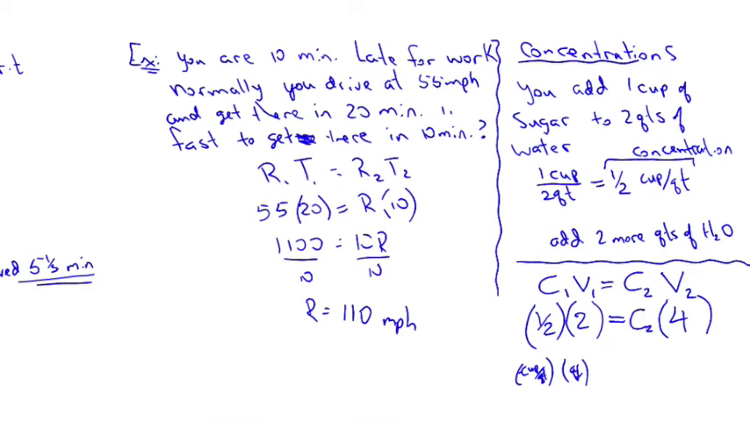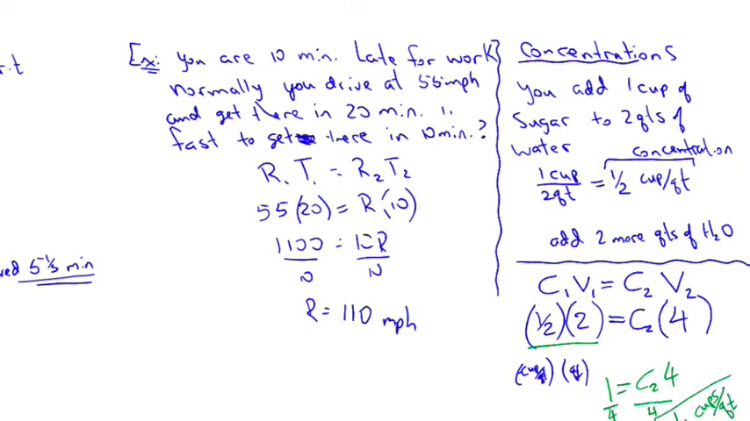Well, before you divide, I highly suggest you take these 2 numbers over here and put them together. What's a half of 2? 1. So this becomes 1 equals C2 times 4, or 4C2. How do you solve for C2? Divide both sides by 4. So your concentration is now 1/4 of what? Cups of sugar per quart. This is a concentration, so it's cups, in this case, per quart.